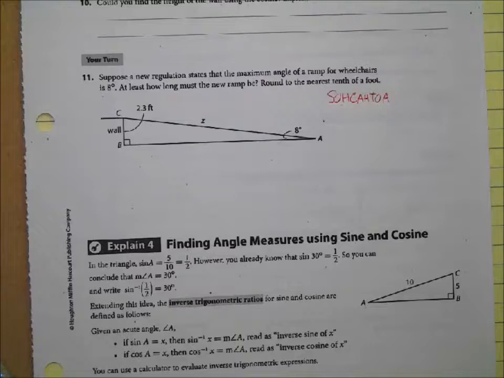What's with the c here that you need to get rid of? Divide both sides by what? Okay. c sine of 8 equals 2.3. And you want to get c by itself. So what should you divide both sides by? Sine of 8, yeah. And then do that in your calculator. Okay, good. All right, folks.